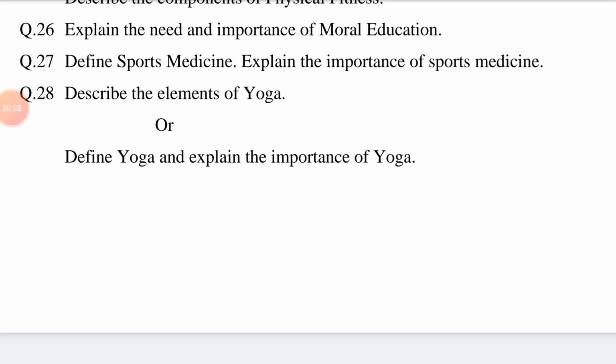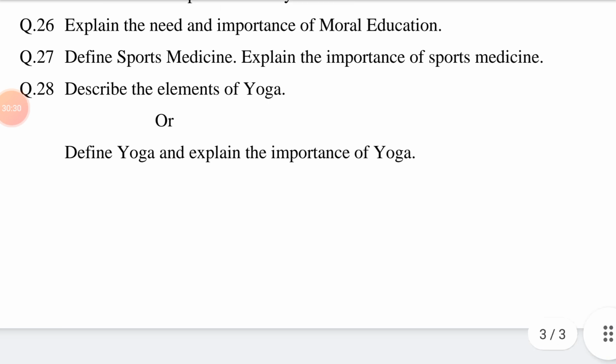Question number 26. Explain the need and importance of moral education. This question is related to chapter number 4. The answer may be.